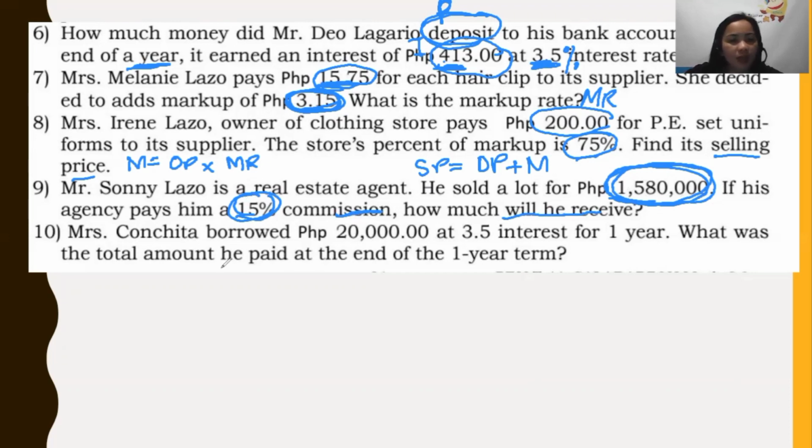And number 10, Mrs. Conchita borrowed 20,000 pesos at 3.5% interest a year. What is the total amount he paid at the end of the year? So, ang tinatanong dito ay simple interest.